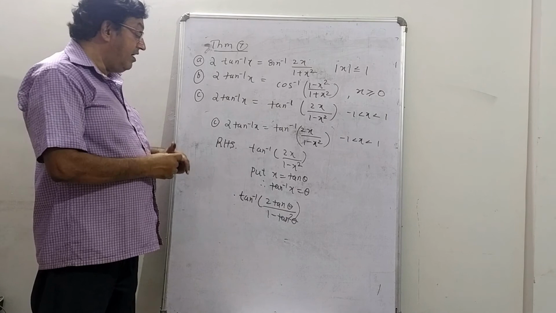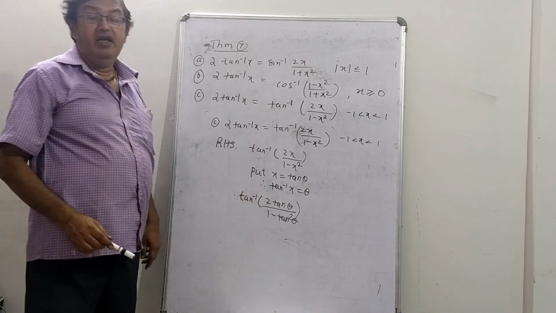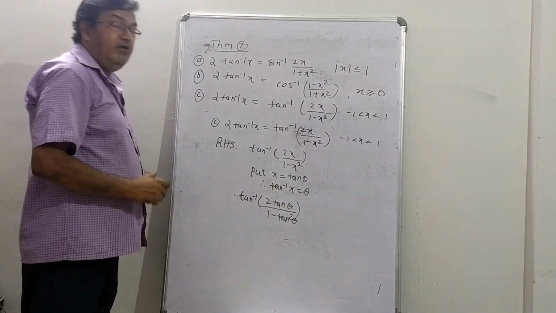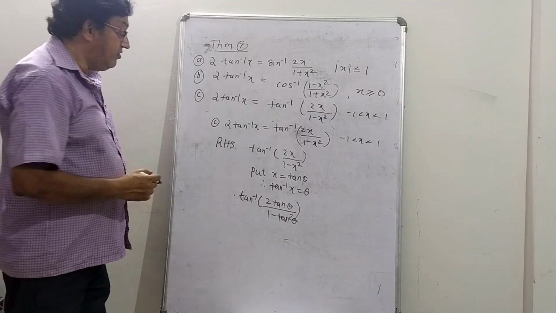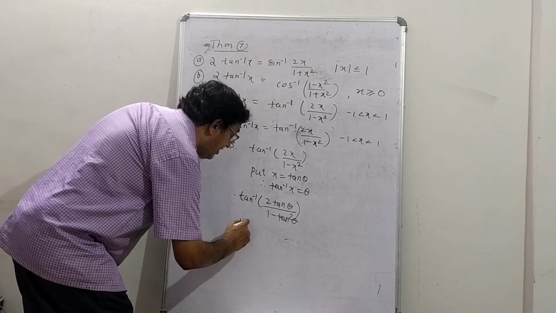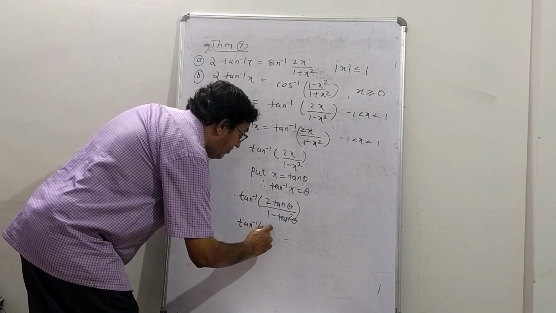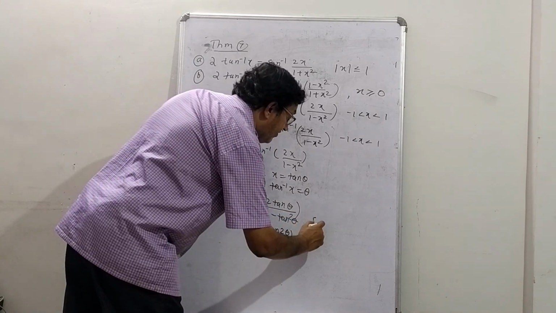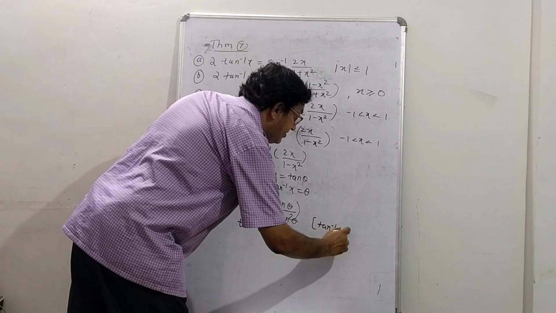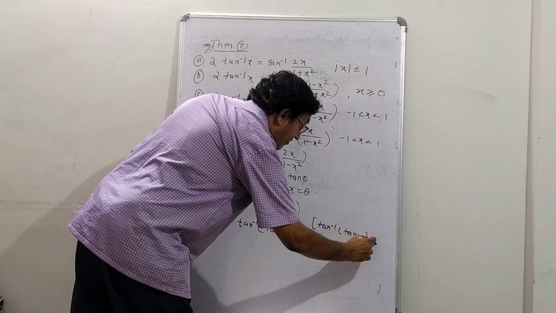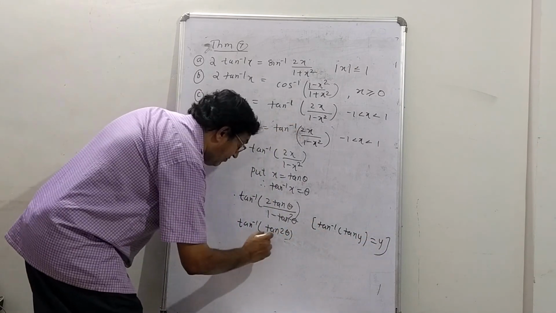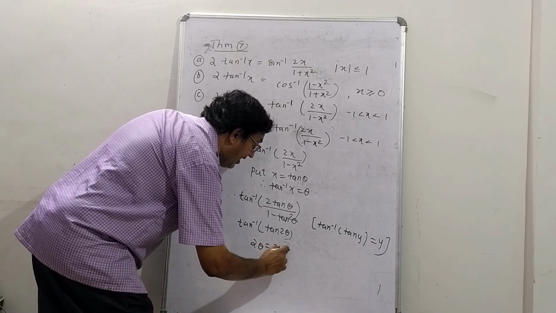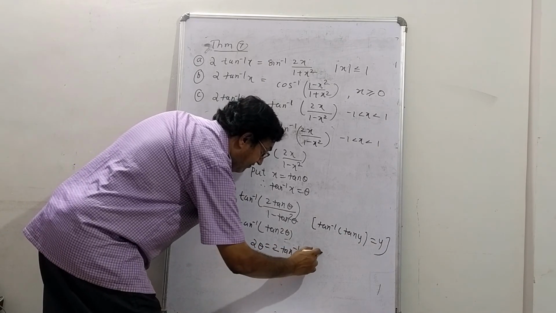But 2 tan theta divided by 1 minus tan square theta is the value of tan 2 theta. So this particular value is an expansion of tan 2 theta. So we can rewrite this as tan inverse of tan 2 theta. Again using tan inverse of tan y equals y, tan inverse of tan 2 theta is 2 theta. This will be 2 times tan inverse of x, which is your left hand side.